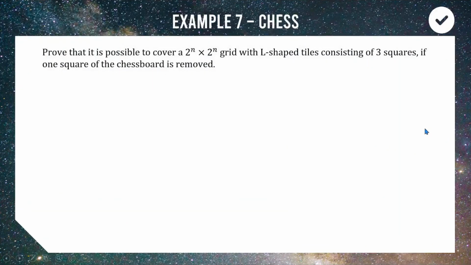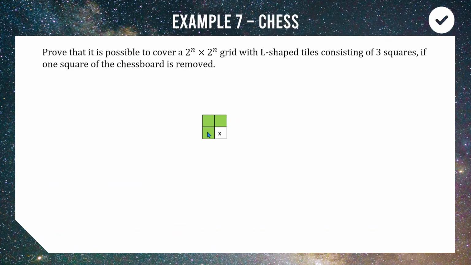All right, on to our final question. We're going to prove that it is possible to cover a 2 to the n times 2 to the n grid with L-shaped tiles consisting of 3 squares if one square of the chessboard is removed. It's not a really well worded question, but it's a chessboard, which is like a grid of black and white tiles. We're going to show that as long as the length and width of your chessboard is 2 to the power of something, you can always cover that chessboard with a 3 square L shape like this.